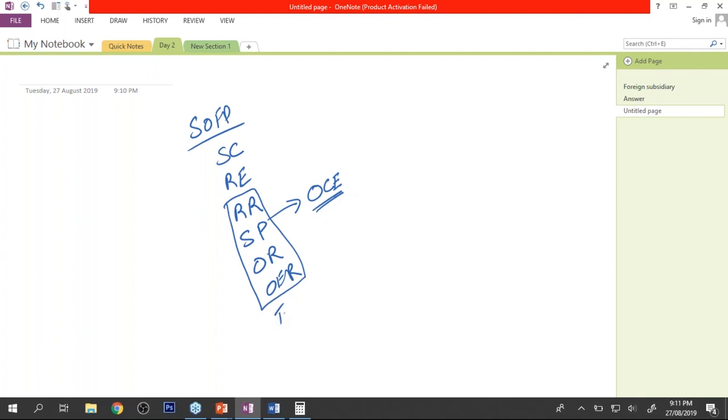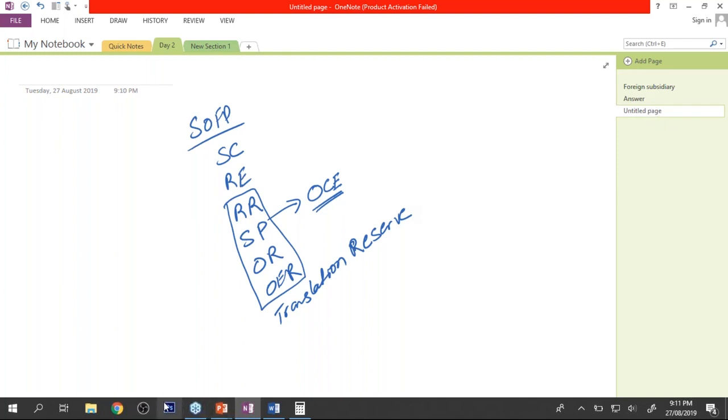So if we write a translation reserve separately, or we write OCE, this means the same. So OCE is not a reserve. This means creating a separate reserve. Getting the point, everyone? OCE actually means creating a separate reserve. OCE itself is not a reserve. It's other components of equity, a separate reserve.